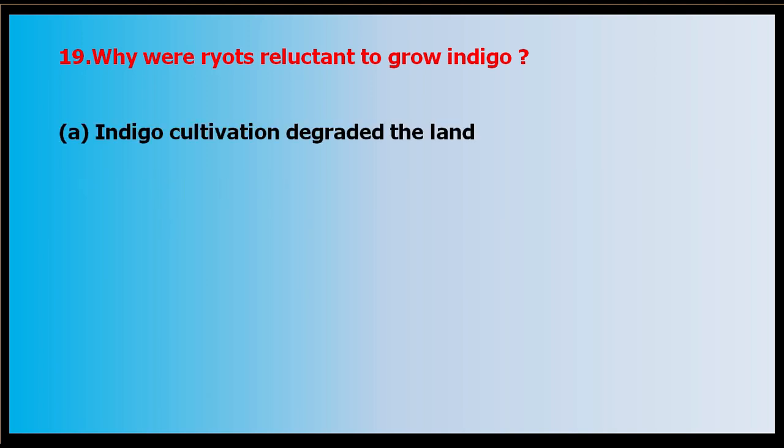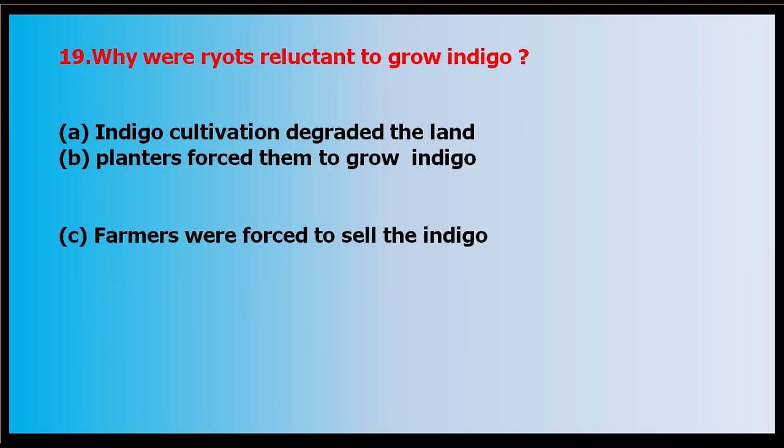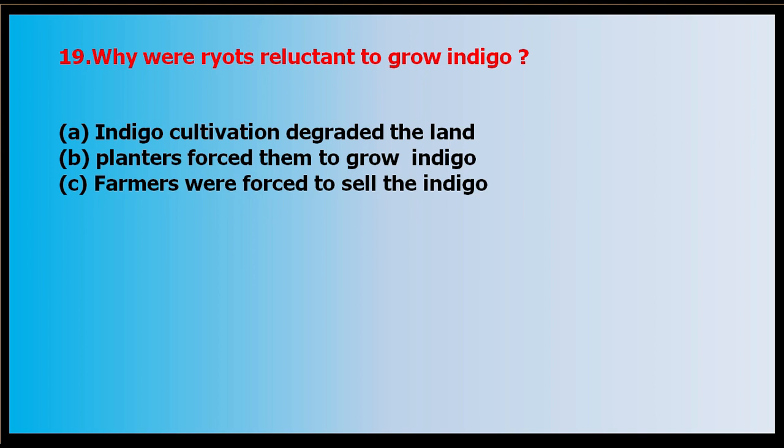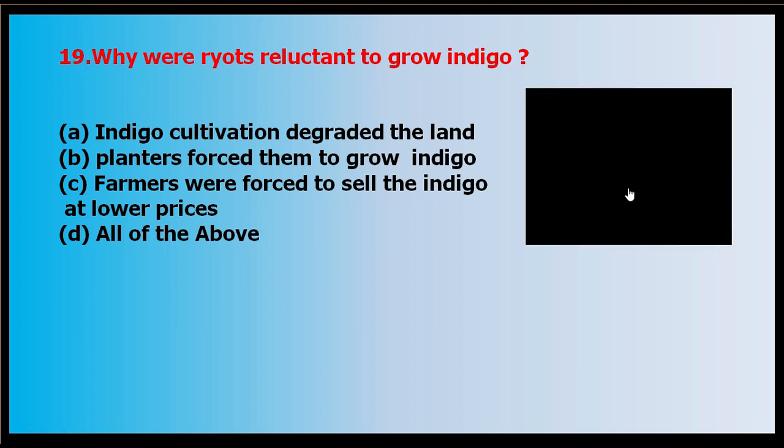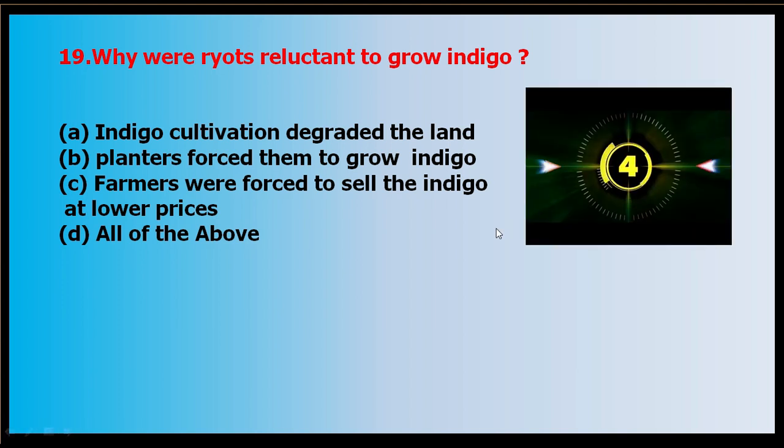Your options are: indigo cultivation degraded the land, or planters forced them to grow the indigo, or option C, farmers were forced to sell the indigo at the lower prices, or option D, all of the statements are correct. All three are the reasons. So find out why farmers did not want to cultivate the indigo. And your time starts now.